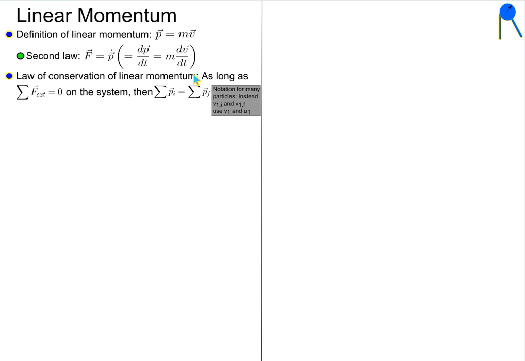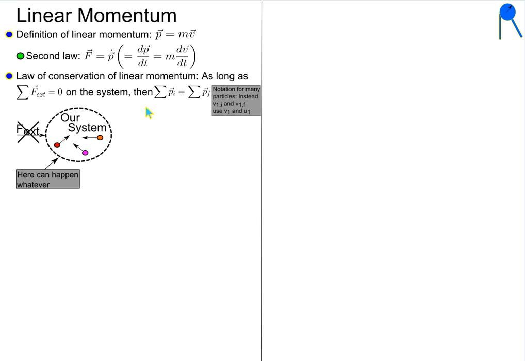Let's see how. If there are no external forces acting on what we define as a system, then the momentum of the system is conserved. The momentum in the initial state is equal to the momentum in the final state. Let's say we took a few particles and defined them as our system. They can do whatever they want, for example, interact by colliding. As long as there is no force acting on the system, the momentum of the system is conserved.